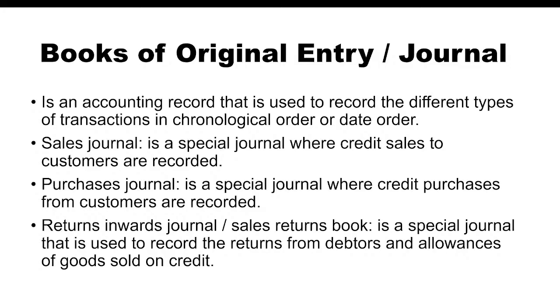So there are various types of journal. We can start with the sales journal, which is a special journal where credit sales to customers are recorded. Purchase journal is a special journal where credit purchases from suppliers are recorded.